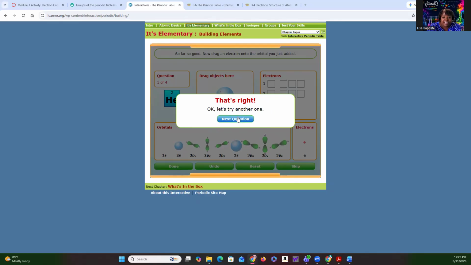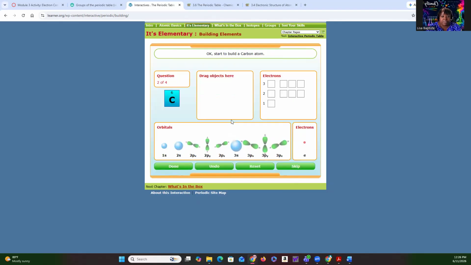click done. All right. So before you get here, okay, you want to make sure that you do a print screen of what you have. Yep, because it won't let you go back. All right, so I'm gonna do this one just so that I can show you the print screen. So carbon has 6. 1s, there's only 2 electrons. So then we go to 2s. 2s has 2 electrons.